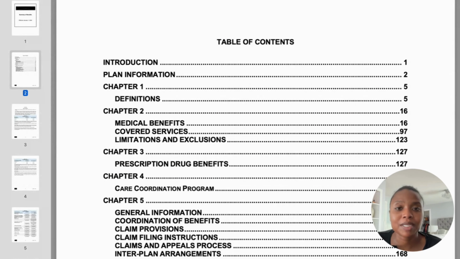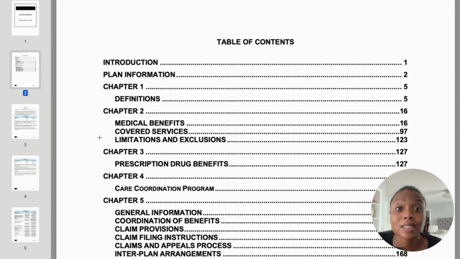So this is an SPD of a high deductible health plan, and you can see it starts off with a table of contents, which contains things like definitions of terms you might have questions about, medical benefits and covered services. Now, this is where we're going to be spending our time because these sections are going to answer the questions: what is included under my plan or what is covered under my plan, and how much am I responsible for paying. Chapter 2 also includes limitations and exclusions.